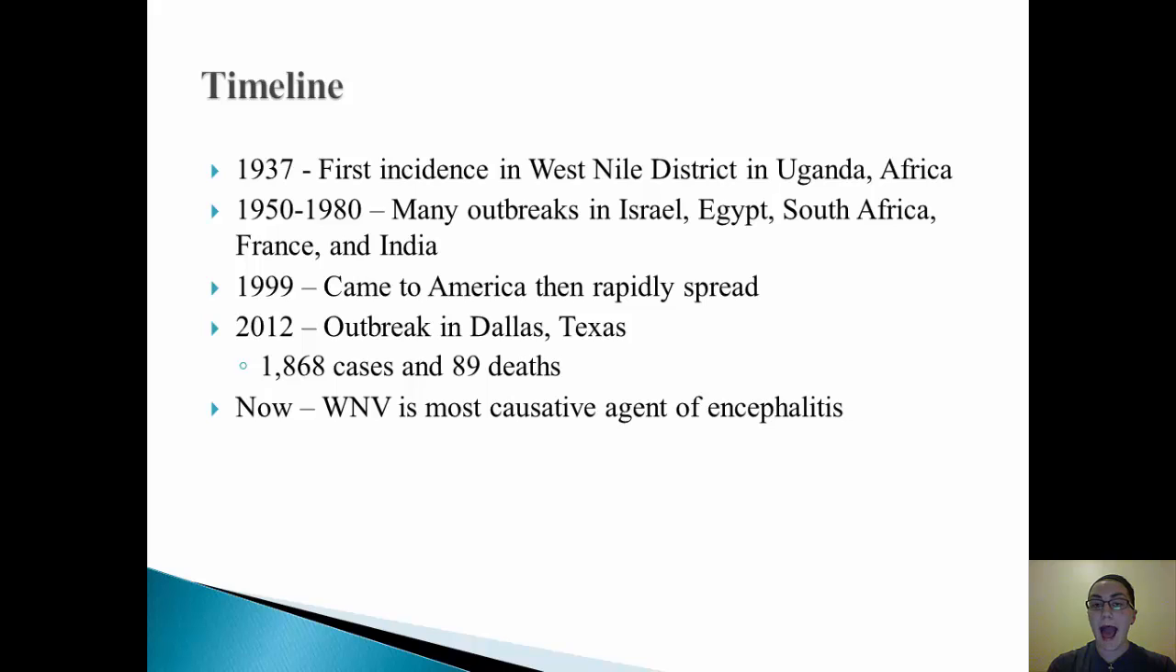It is still unknown how the virus came to America, but people say that it is probably either by ship via an infected mosquito or a bird. Interestingly, there was a recent outbreak in Dallas, Texas, where there were 1,868 cases and 89 deaths. Currently, West Nile virus is known as the most common causative agent of encephalitis, the inflammation of the brain.